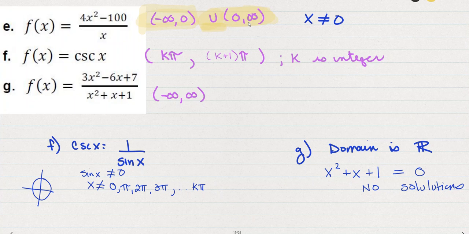Letter F, cosecant of x. This one's a little more challenging. I shouldn't say it's more challenging. It's just maybe you have to think a little bit harder about it. But here's how you could approach this.